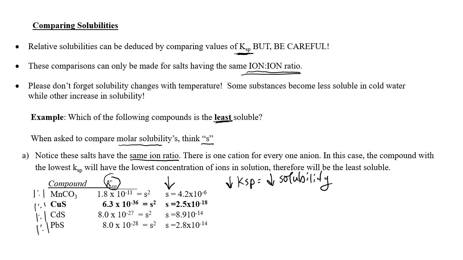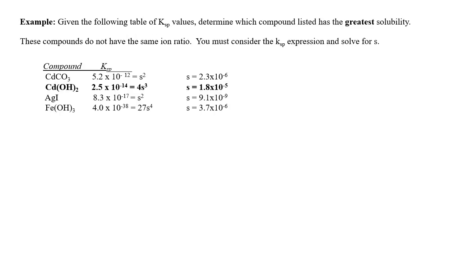However, what happens when the ion ratios are not the same? If they're not the same, you cannot look directly at the KSP value. If you did, and we were looking for the most soluble, we'd look for the highest KSP value. Well, it looks like cadmium carbonate has the highest KSP. But it turns out this is not the compound with the greatest solubility. We have to look at the S value.